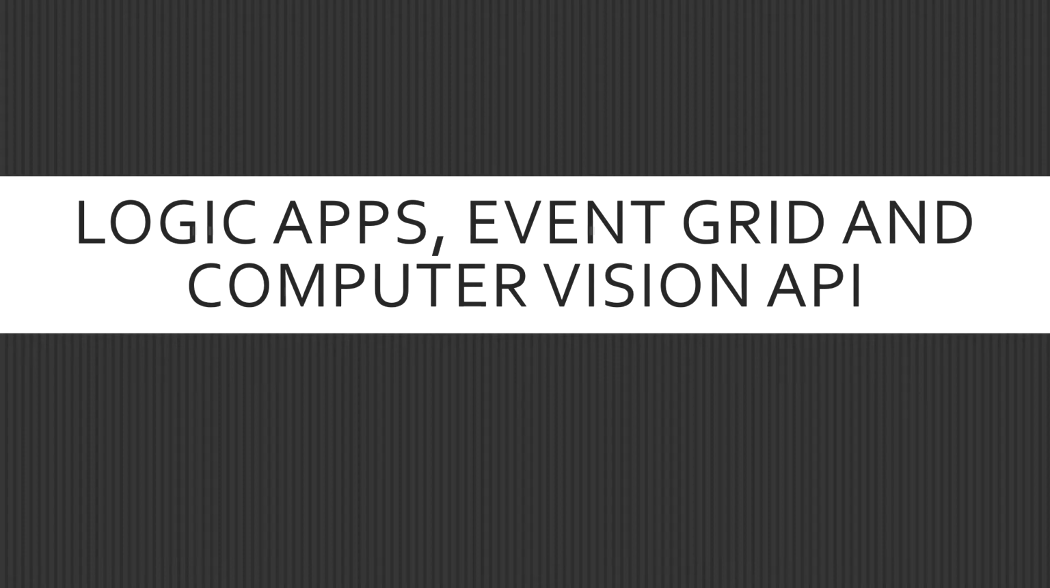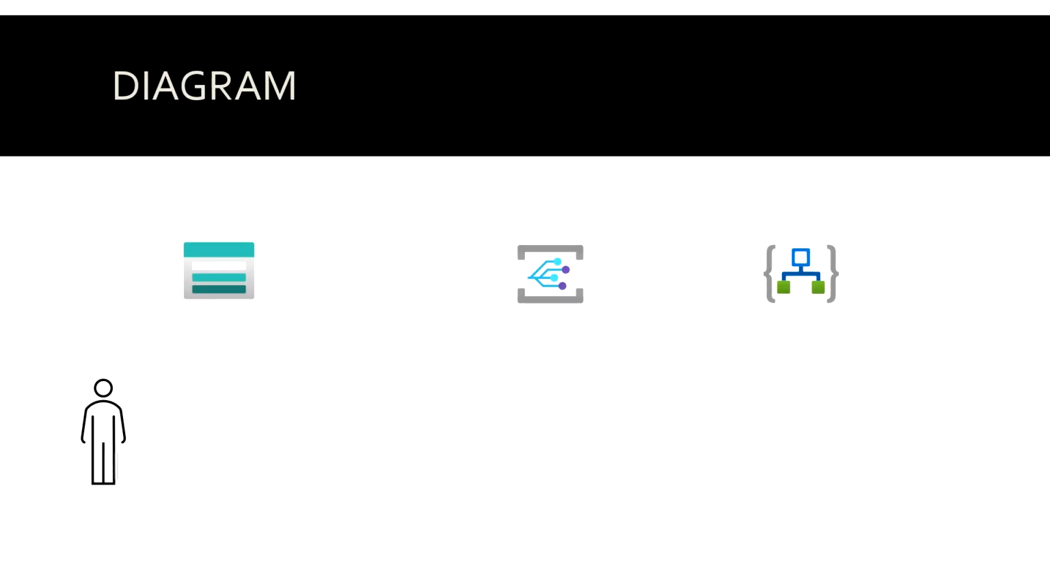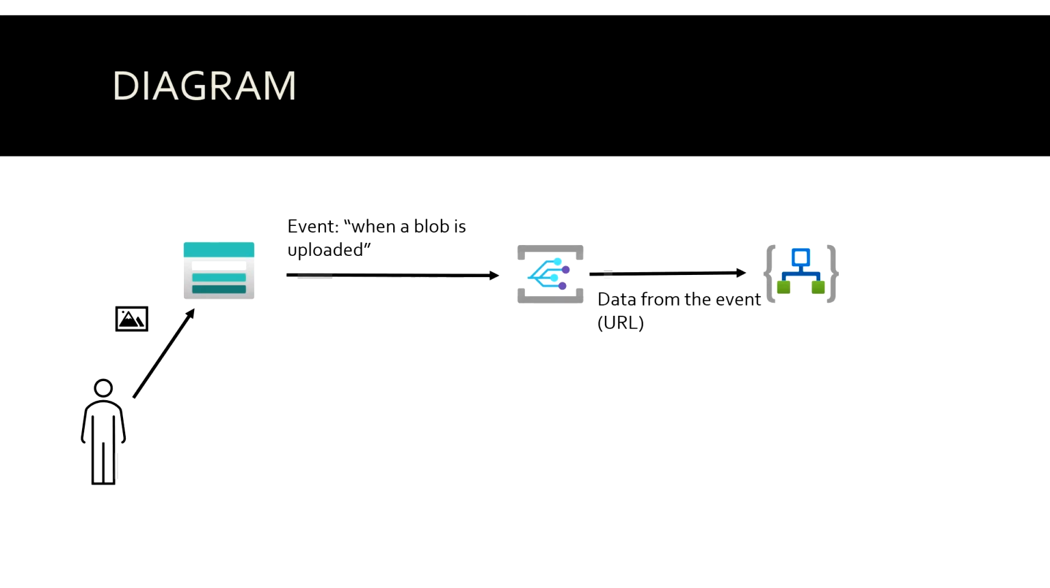Hi guys, in this tutorial I will show you how to integrate Logic Apps, Event Grid, and the Computer Vision API within Azure. The main idea is that every time a picture is uploaded to a storage account, the storage account is going to send an event through the Event Grid. We are going to catch that event in a Logic App in order to receive the URL that allows us to access that image, and this will allow us to pass that image to a cognitive service, the Computer Vision API, in order to analyze the image.